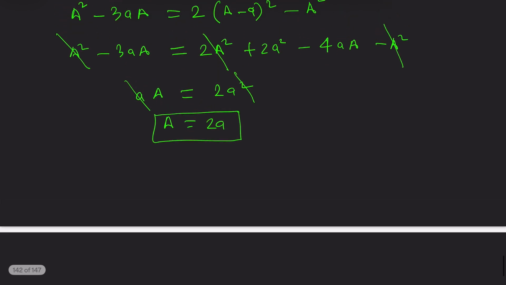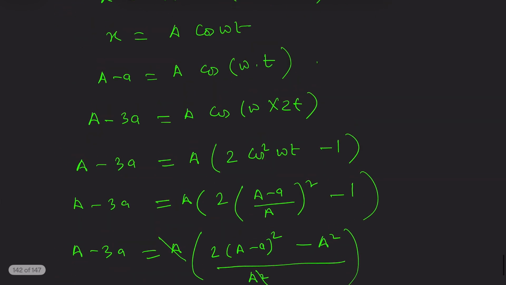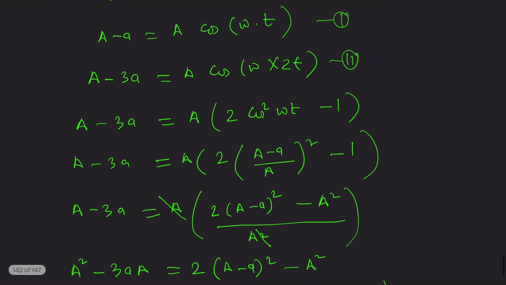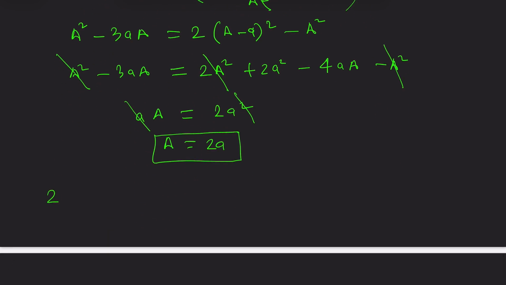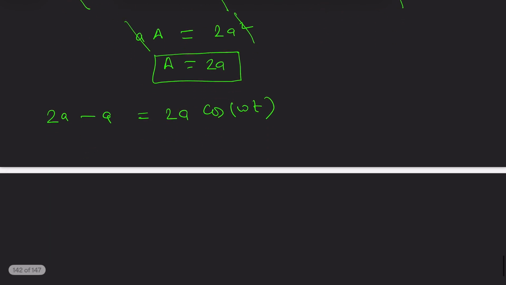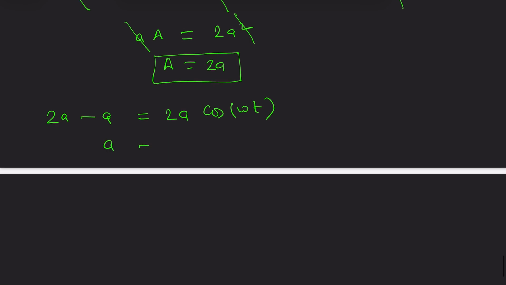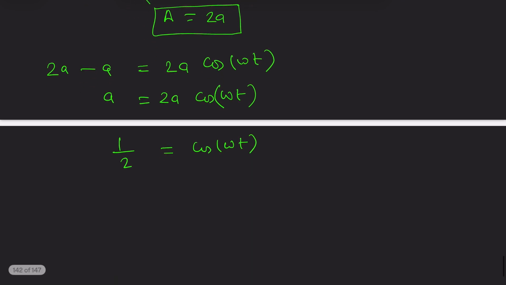And now let's find out the time period also. If I use equation number 1, which is this, I can write a = 2a. So 2a minus a = amplitude 2a into cos of ωt. The 2a minus a will become a, and this is 2a, cos ωt. So of course, if we want to make it positive, 1 by 2 = cos ωt. So ωt must be how much? It should be π/3.